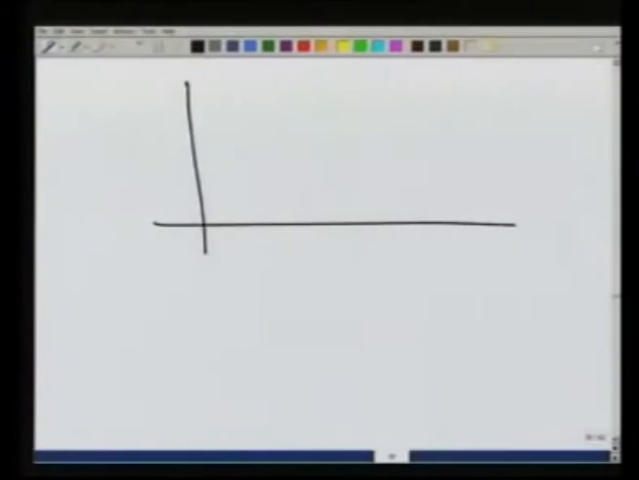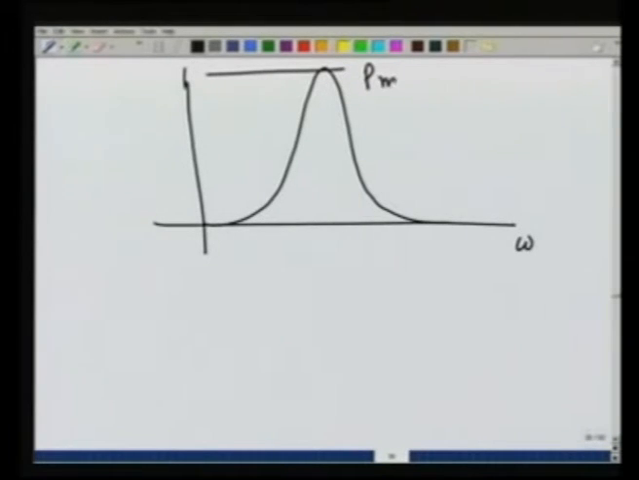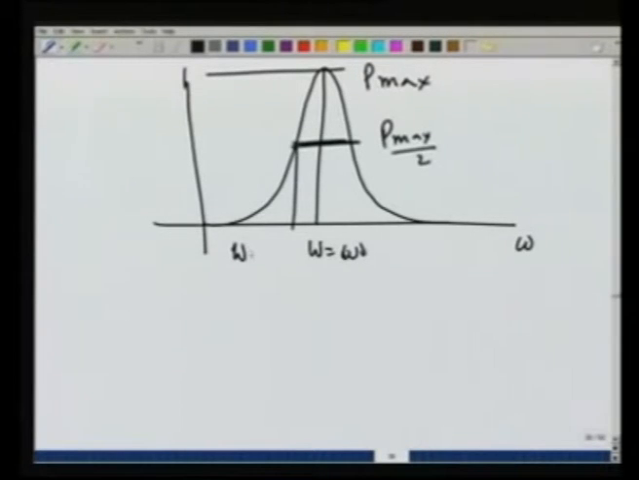Let me recap. When I plot for light damping P average versus frequency, P max is at omega equal to omega 0, and the power absorbed or power supplied falls by half at frequencies omega naught minus gamma over 2 and omega naught plus gamma over 2. This is known as the width of power absorption curve.